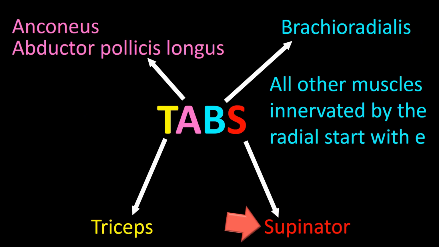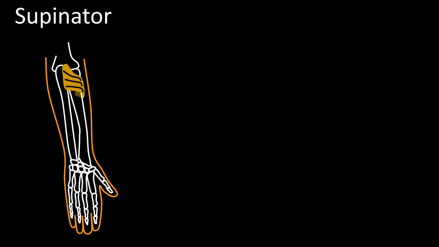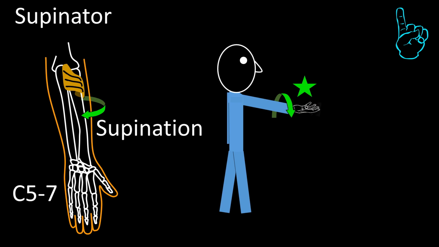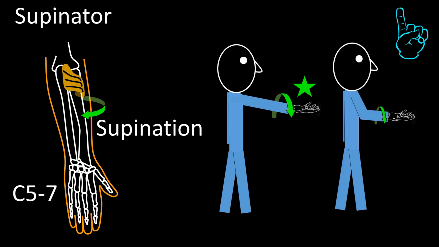Next, we will address the supinator. The supinator muscle receives fibers from C5, C6, and C7 spinal segments. The supinator has 1 action, to supinate. The supinator supinates better when the arm is pronated and extended at the elbow than when the arm is pronated but flexed at the elbow.